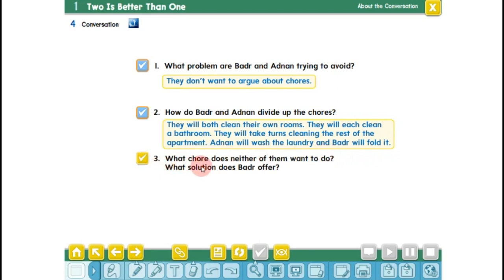Question number three: what chore does neither of them want to do? What solution does Badr offer?